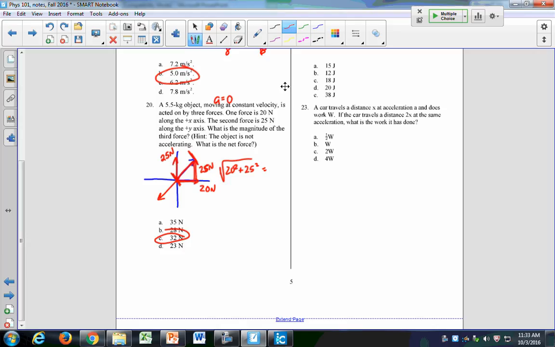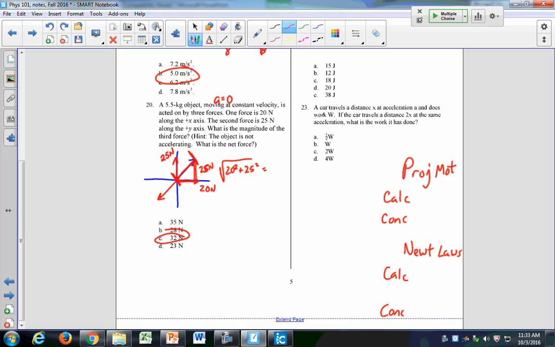The test is going to consist of projectile motion. It'll have some calculations and some conceptual type problems, similar to what we've seen, and different from what we've seen, but very similar. You'll still work them the same way. And then we'll also have Newton's laws problems. You'll have some calculations, and you'll have some conceptual.